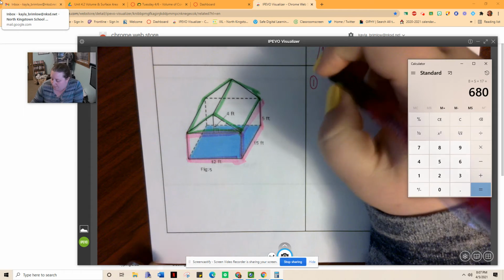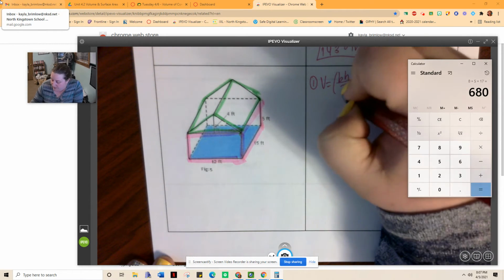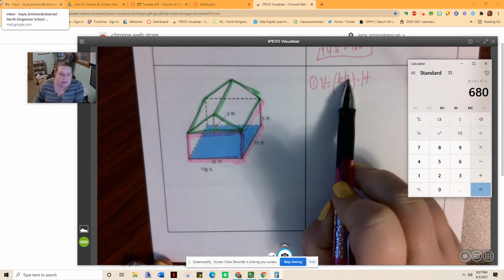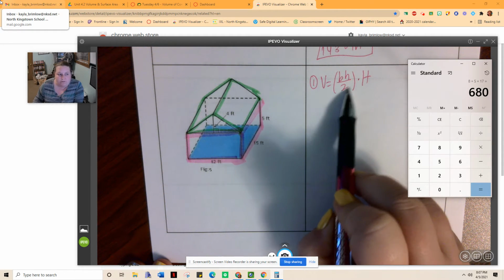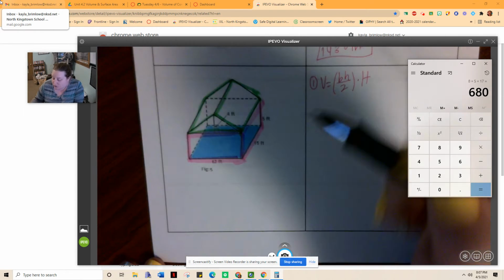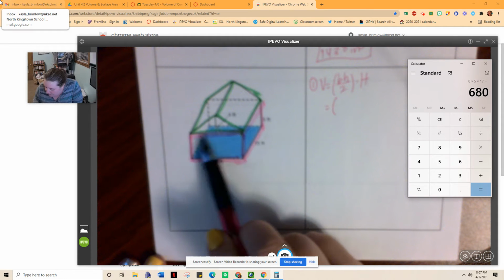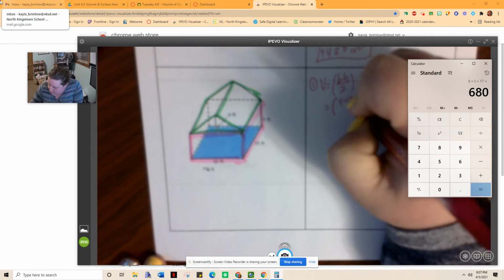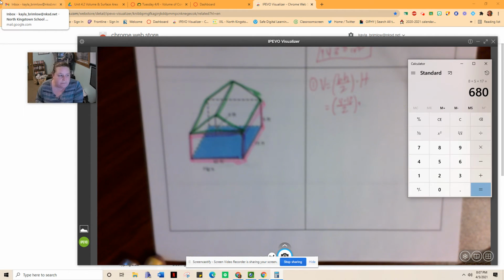So I'm going to start with my volume of the triangular prism. Base times height divided by 2 times the height. Base times height, in this case, we're talking about the triangle. Big H means prism. So we find the area of the triangle, which is the base, and then multiply it by the height of the prism. In this case, my height of my triangle is 4. My base here has to be 12 because those sides are parallel. So 4 times 12 divided by 2, and then times the height of the prism.